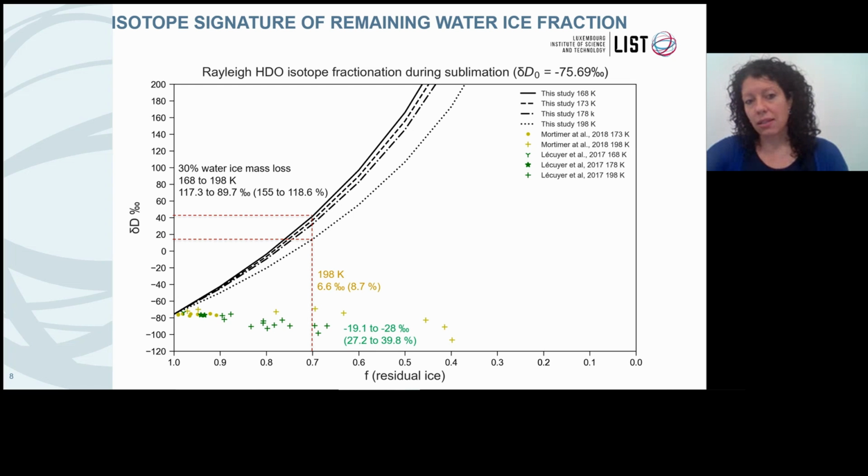So it can explain on one side why they have found a lower fractionation, and another explanation can be that the Rayleigh fractionation in solid is a bit less pronounced than in liquid. So somehow we may expect something in the middle.